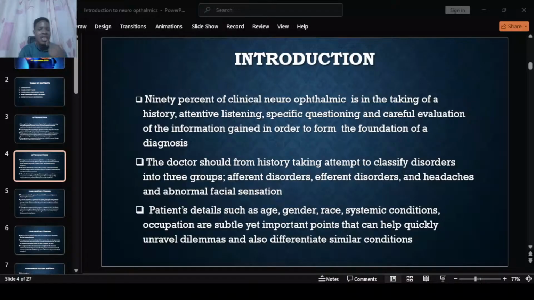It tells you something as a neuro-ophthalmic clinician. A muscle is being called to play. Are we together? So the patient's age is very important. There are some diseases that are associated with certain ages. Some diseases are more prevalent in a particular race, or in a particular systemic condition or occupation. So this is why it is important that we note all this and then know how to take it up from there.